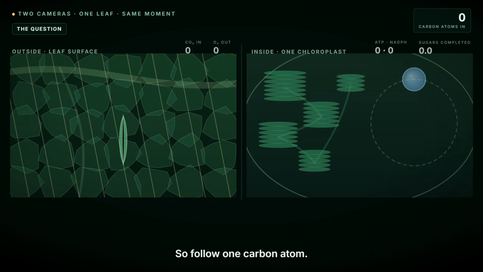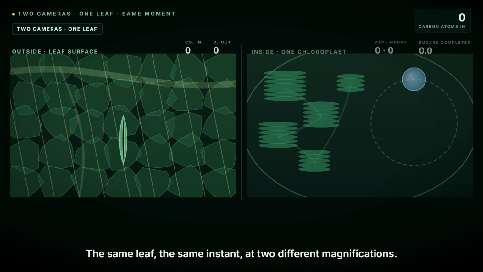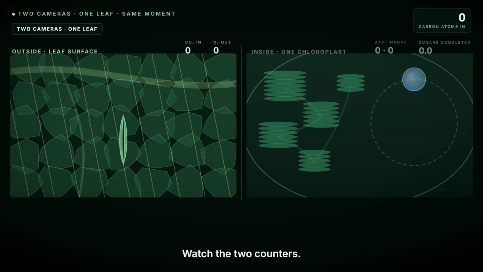So follow one carbon atom out of the air into a leaf and out the other side as sugar. 2 cameras, one outside on the surface of a leaf, one inside in a single chloroplast. Not a cutaway, the same leaf, the same instant at 2 different magnifications. Watch the 2 counters. By the end, you will see why they can never disagree.